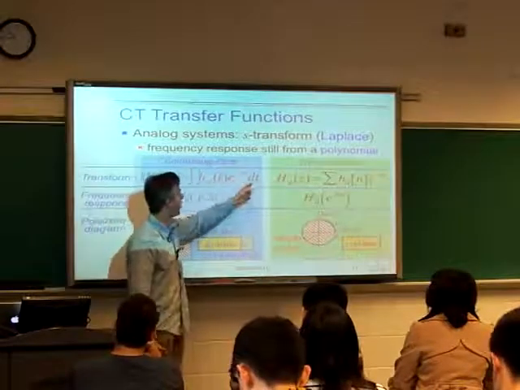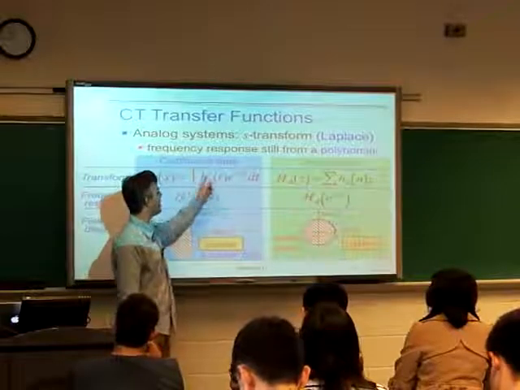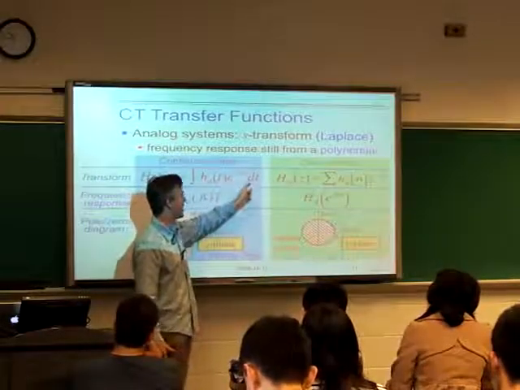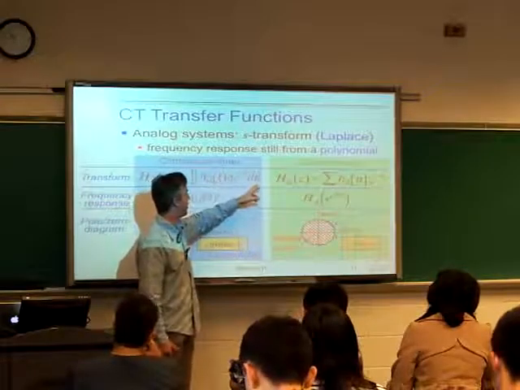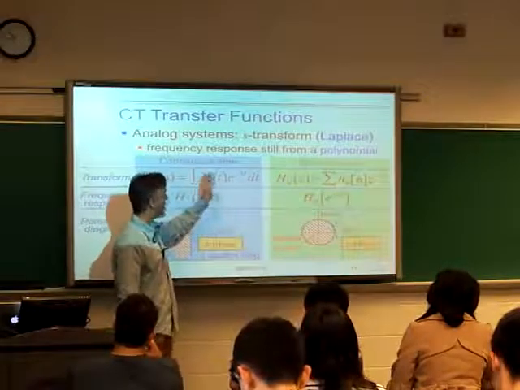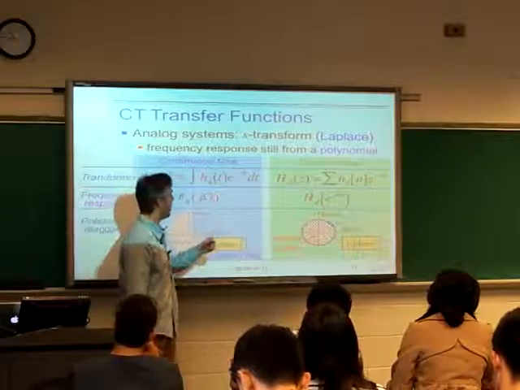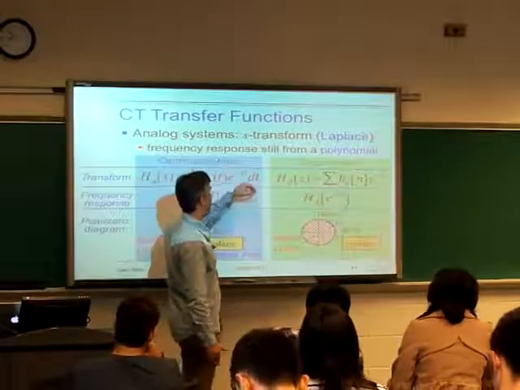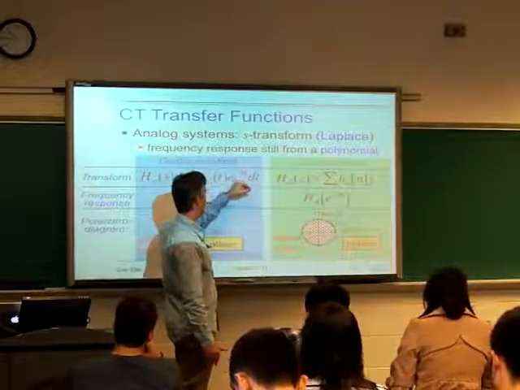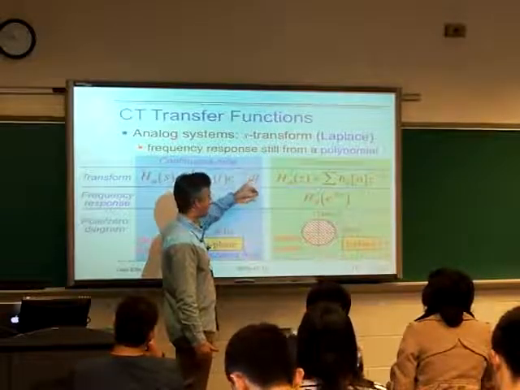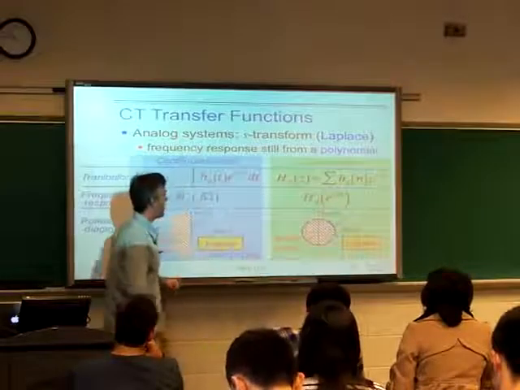And here it's very much looking the same. It's got an analog impulse response. It's the integral of the analog impulse response times e to the minus st, integrated over time. Because the impulse response is continuous, we have to use an integral instead of a sum. And then instead of being z to the minus n, it's e to the s to the minus t, as it were. But otherwise, it's kind of the same.